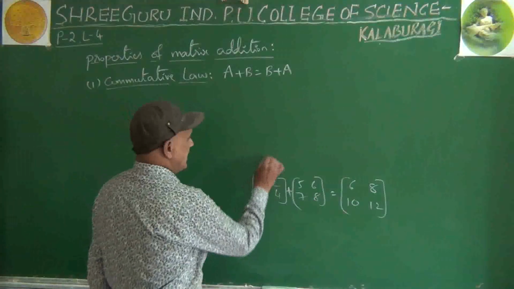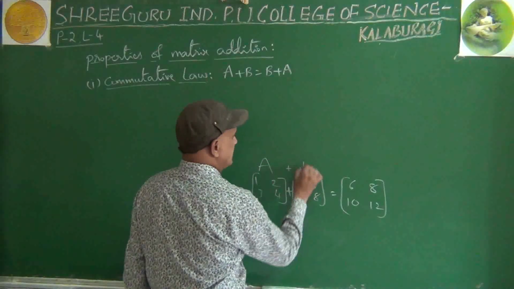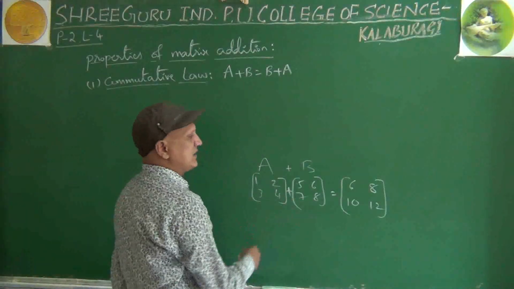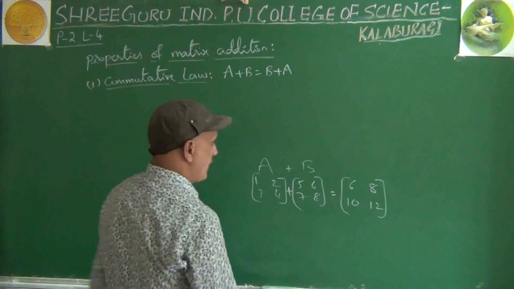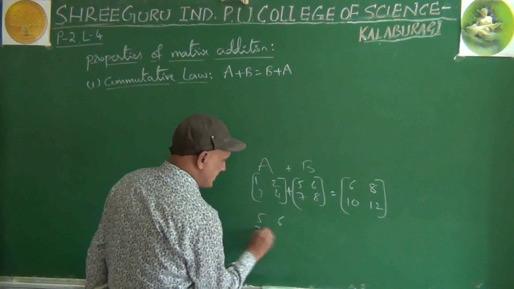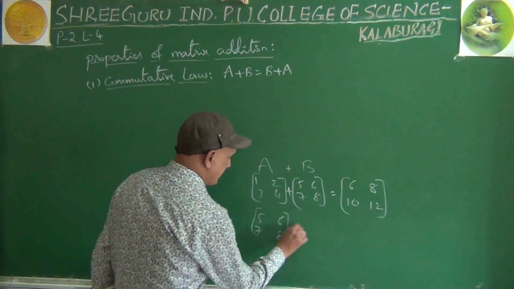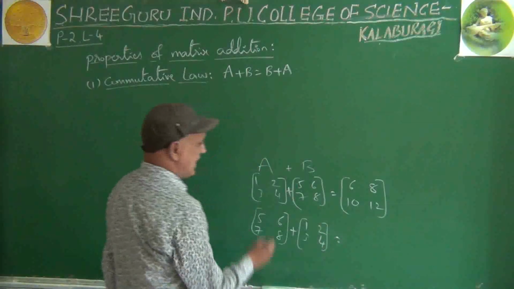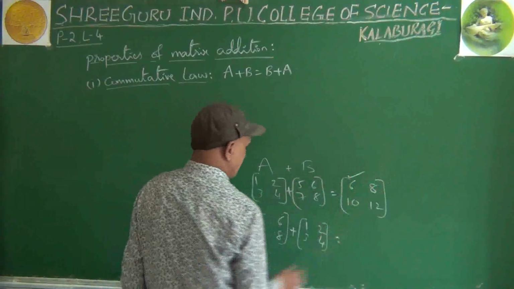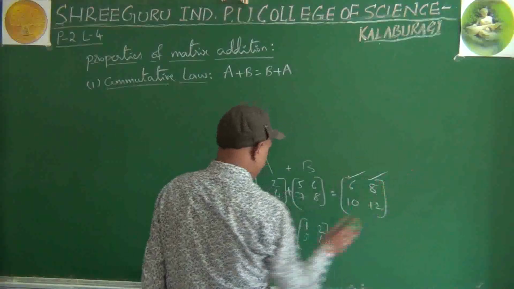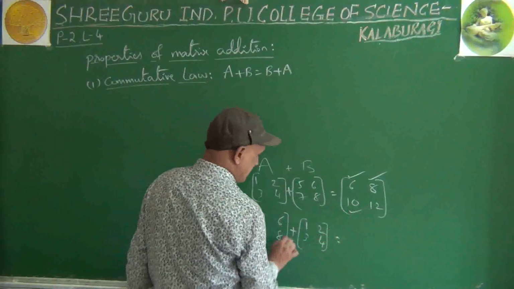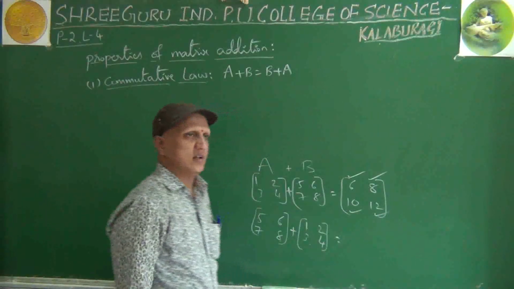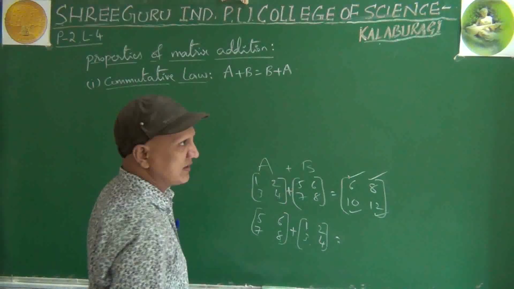Okay, this is A plus B. If you do B plus A, we get the same answer. What is B? 5, 6, 7, 8. What is A? 1, 2, 3, 4. If you add 5 plus 1, 6. 6 plus 2, 8. 7 plus 3, 10. 8 plus 4, 12. The same thing will come. That's what the commutative law says.